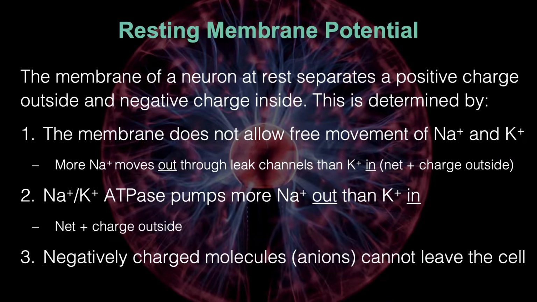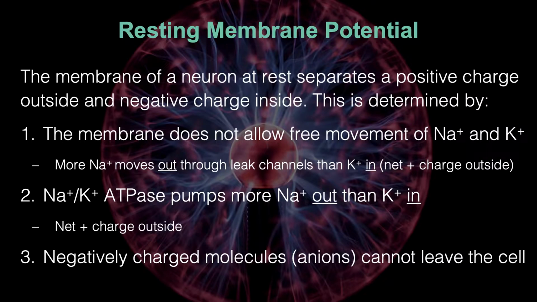So we have a negative, or maybe a better way to put this is a less positive charge inside, because we have less potassium inside than outside, and more negatively charged things, phosphate, proteins. These are the elements that create the resting membrane potential.